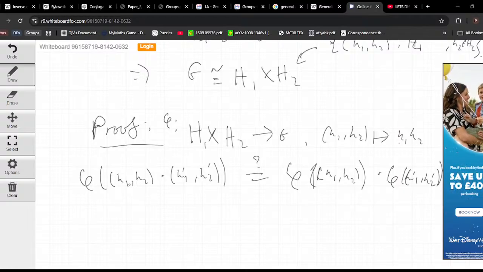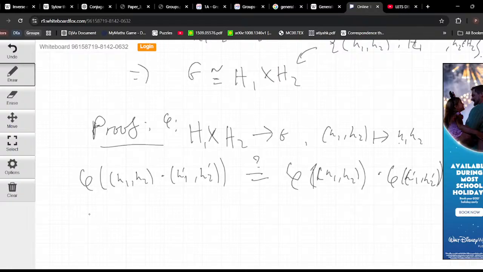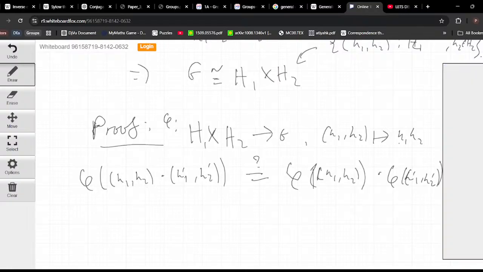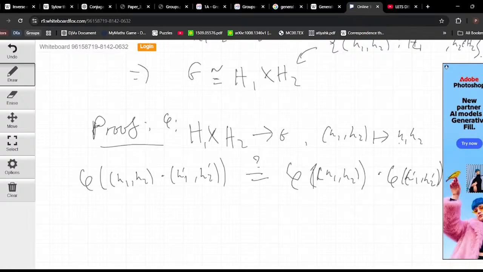So, all right, let's have a look. Let's just dive in. What's the definition of multiplication in our group? Well, you just multiply element wise. So this is equal to phi of (h1 h1', h2 h2'), like so.